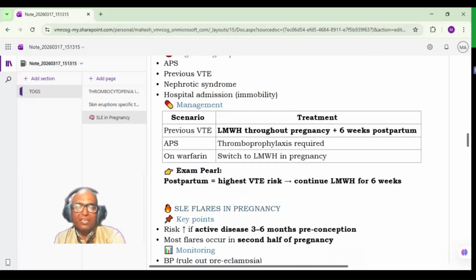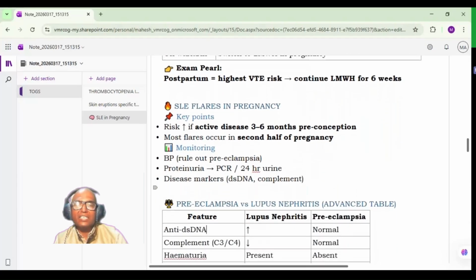Now, SLE flare in pregnancy. Risk is increased if there is active disease in 3 to 6 months pre-conception.